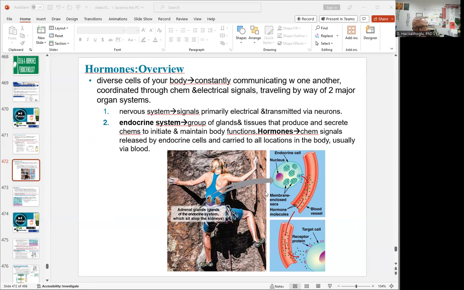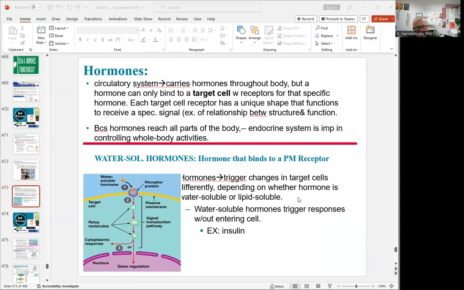This is done by the circulatory system, which carries the hormones, and a hormone can go and bind to a specific target cell using receptors, or maybe directly, depending on what type of hormone it is. So there are two groups of hormones in this context: lipid soluble hormones and water soluble hormones.